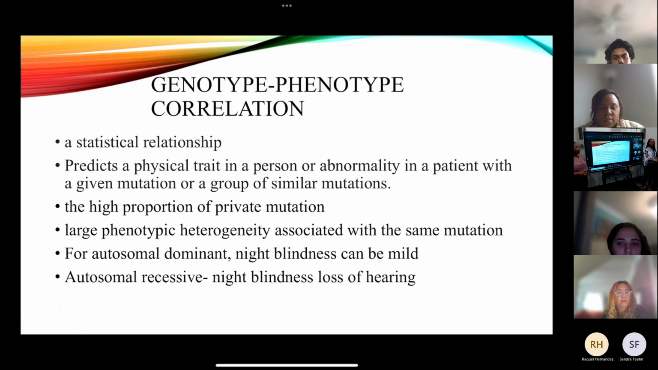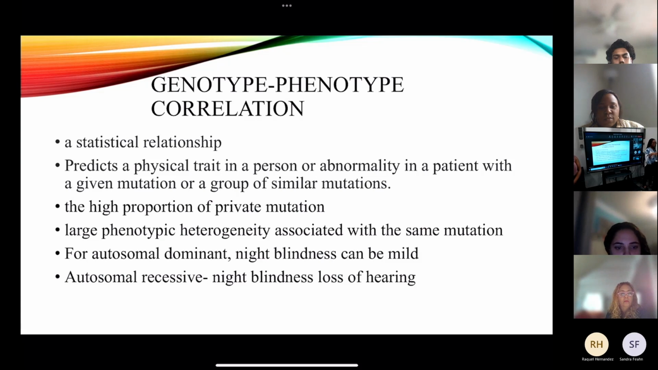Okay, so now that we've talked about the different modes of inheritance, Sandra will now talk about the genotype-phenotype correlations. So the genotype-phenotype correlation is a statistical relationship. It predicts a physical trait in a person or abnormality in a patient with a given mutation or group of similar mutations. It has a higher proportion of private mutations. It also has a large phenotypic heterogeneity associated with the same mutation.